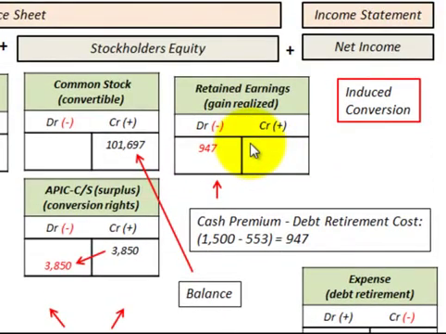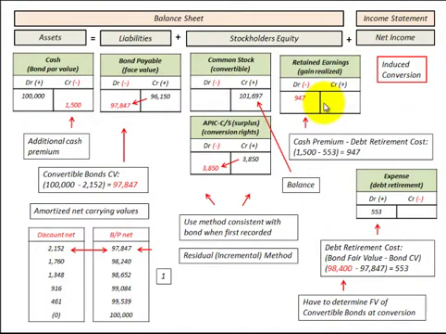Then we go up here to the retained earnings, and that's really the difference between this cash amount that we paid to the bondholders and the expense that we recognized. So that was the difference between $1,500 over here and the $553 worth of expense, and that was $947. So the next thing we have to do is determine the balance in this common stock. That was the amount of common stock that we'd have to record for that bond swap.